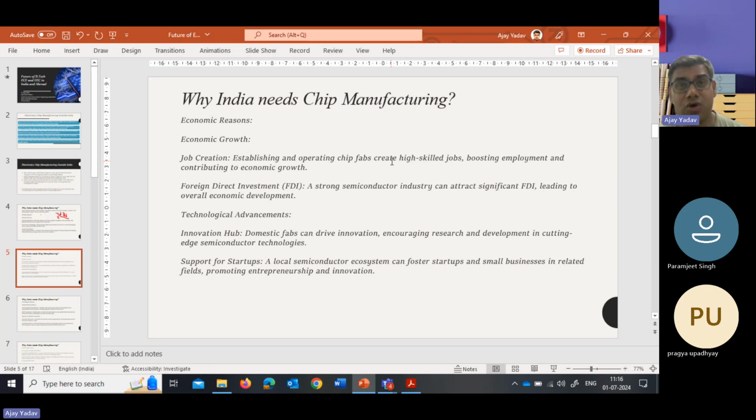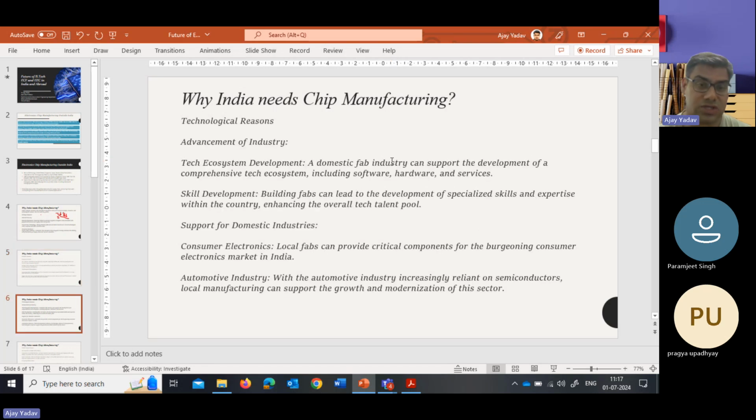Third thing is your support for startups. If you have a lot of startups working in the area of semiconductor, or using semiconductor chips, then it will foster them, because if you are importing something from Taiwan, Singapore, or China, it will be somewhat costly for you. But if you have something within India, it will reduce the cost. So any startup can make a viable product for India as well as the outside world, right? So what I want to say is that these are the reasons we should start chip manufacturing.